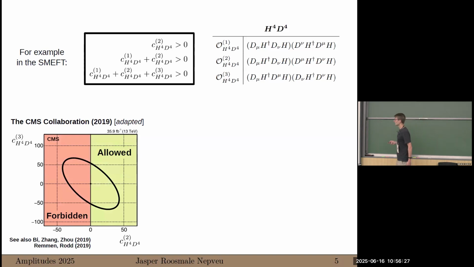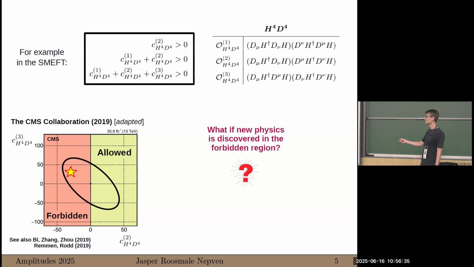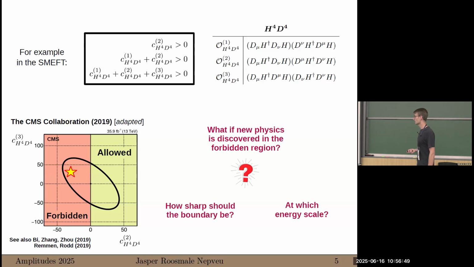In doing so, one should be careful. For example, one should ask the question, how should we interpret things if we find new physics actually in the forbidden region? In particular, one should be careful because the derivation of these bounds has assumed that we work at tree level in our effective field theory. So one should be asking, what happens if we include loop corrections in our effective field theory? How sharp should this boundary be between allowed and forbidden region? Also, given the fact that these parameters depend on the renormalization scale.